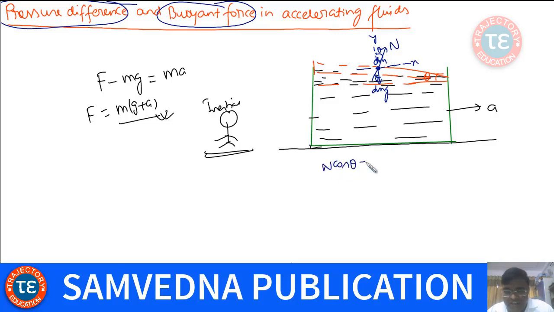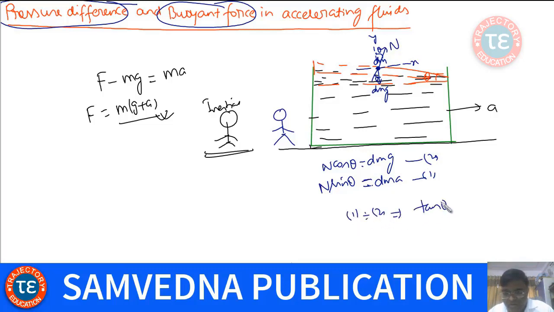So your N cos theta is dm g, and for N sin theta, if I take an inertial observer over here, he will see this liquid particle moving with acceleration a, because the whole system is moving with acceleration a. So the net force in x direction would be N sin theta equals dm times a. If I divide 1 and 2, that gives us tan theta equals a by g. So we get this angle theta.